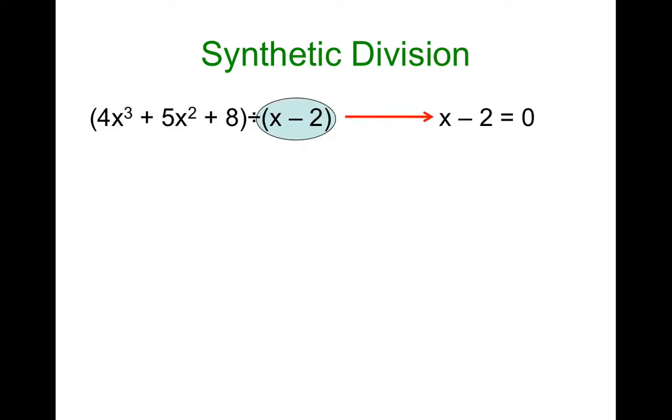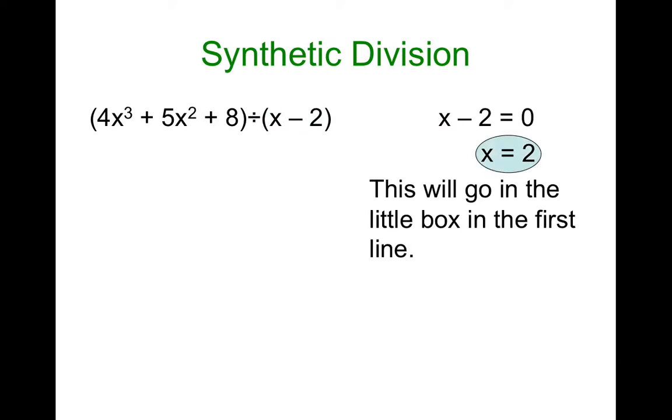All right. So, the very first thing that you have to do is set your divisor, which is x minus 2 in this case, equal to 0, and we solve. In this case, we get x equal to 2. Now, the setup is going to be a little different here. We're going to take this x equal to 2, and we're going to put it in a little box.